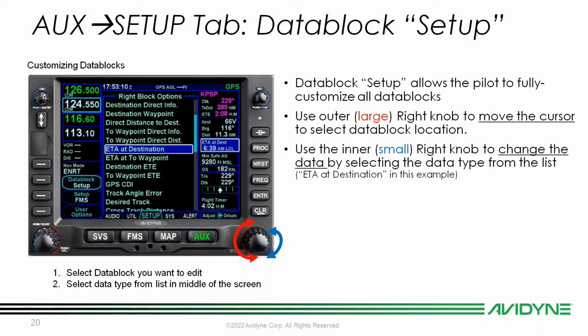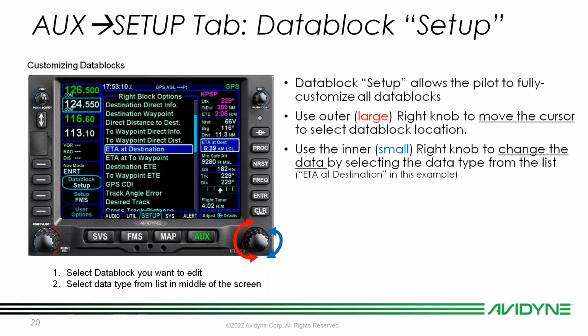Once we get to the data block that we want to change, then we'll use the little knob to move up and down our different block options. Now you can see in this page here on the screen, we do have a right data block highlighted. So you'll see the list of right block options that are available to you that you can put in that slot. So big knob changes the data block location. Little knob changes what is displayed in that data block.